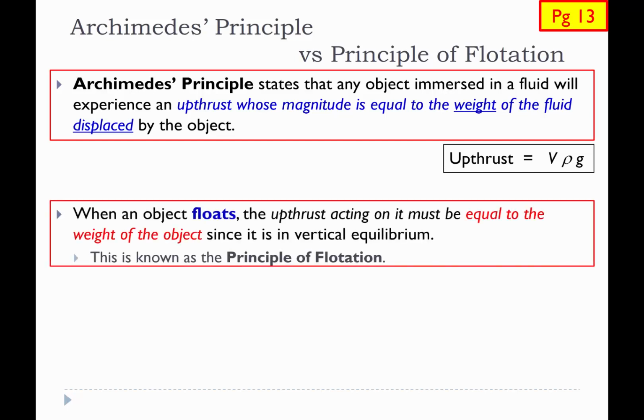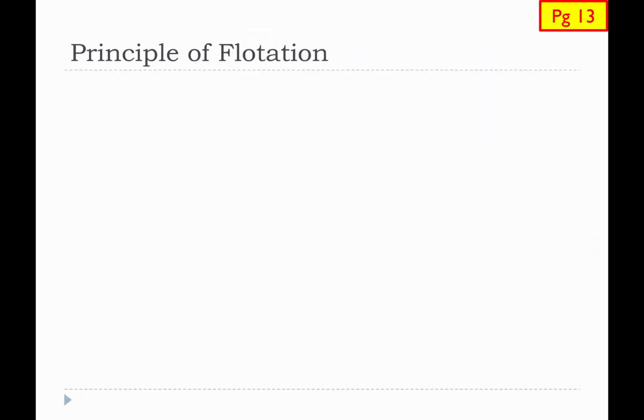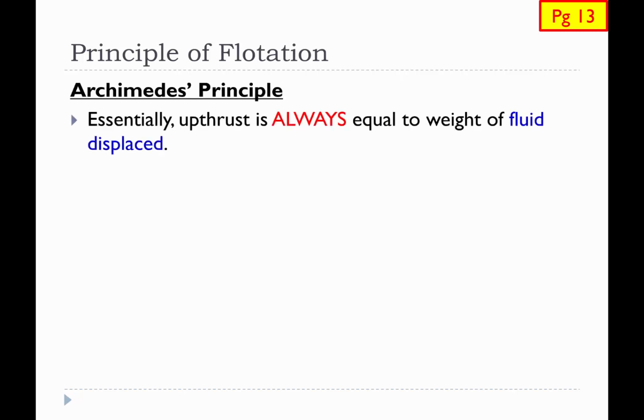But what the principle of flotation is telling us is only under the condition that an object floats, then the upthrust acting on it must be equal to the weight of the object. Okay, so the upward force must be equal to the downward force, so upthrust equals the weight of the object. So just to clarify a little bit more between the two principles, what Archimedes' principle is telling me is, okay, upthrust is always equal to the weight of the fluid displaced. Regardless whether an object is floating or not, it is always equal to the weight of the fluid displaced.